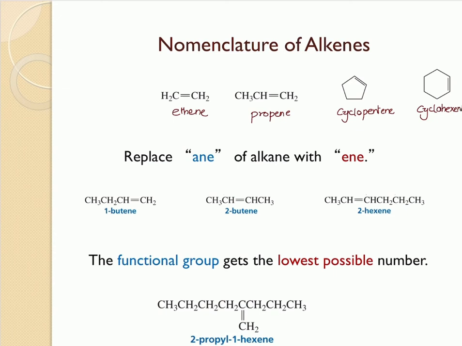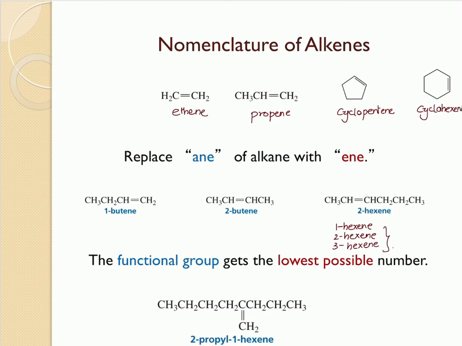And similarly, 2-hexene is going to specify only one compound, whereas hexene is going to represent different compounds. You can have 1-hexene, you can have 2-hexene, and you can also have 3-hexene. All these are going to be constitutional isomers.